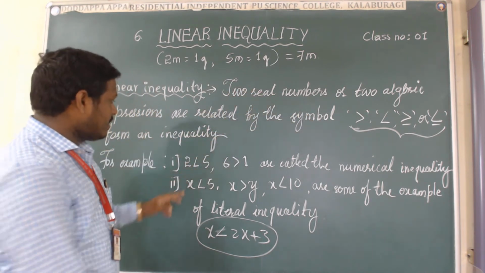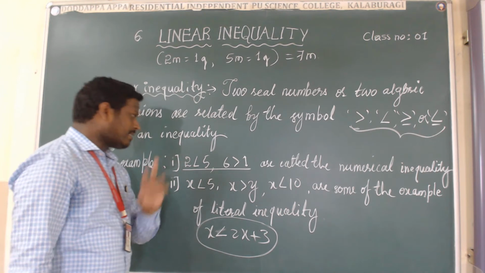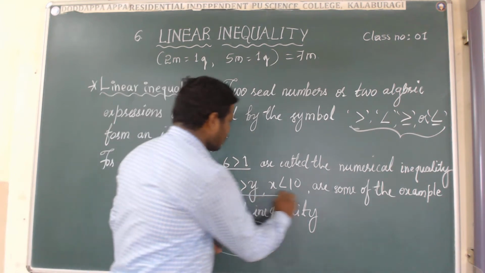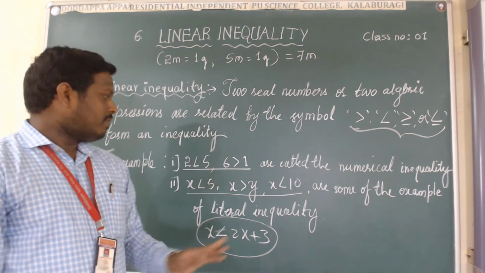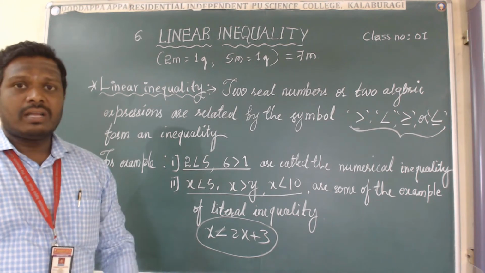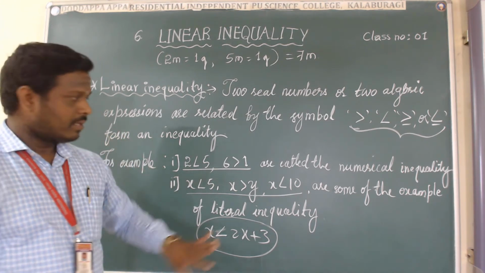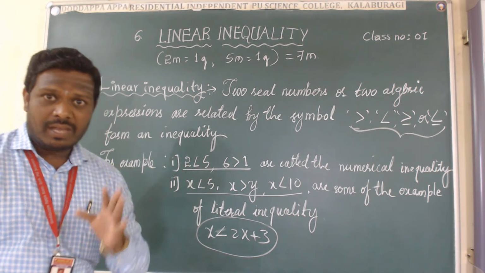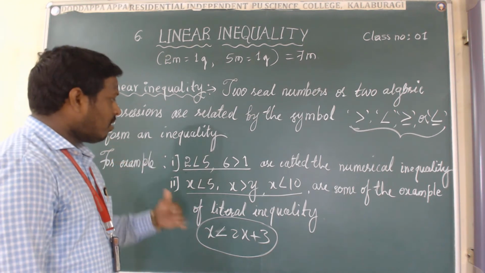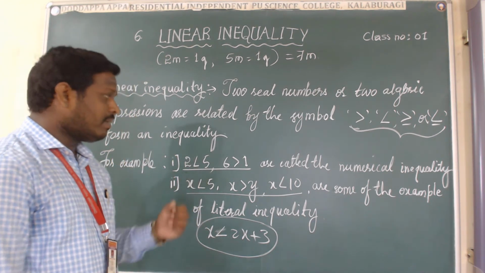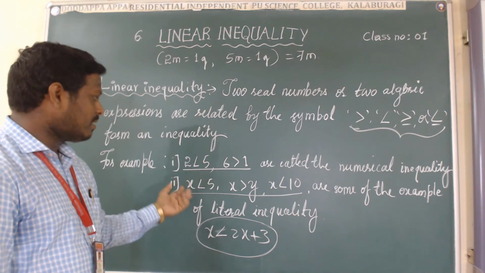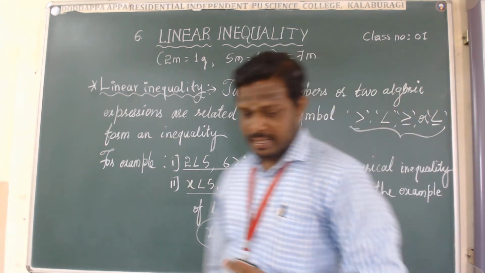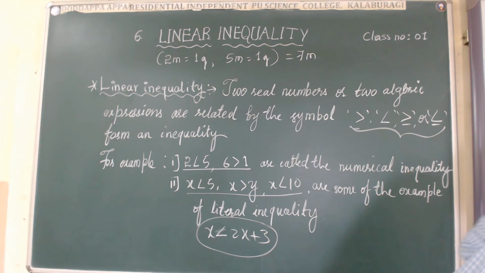These two are examples for this definition. These statements are called numerical inequality, and these examples are called literal inequality. In numerical inequality there are no variables. If the inequality statement is present along with variables and numerals, such examples are called literal inequality. Let us come to the next point.